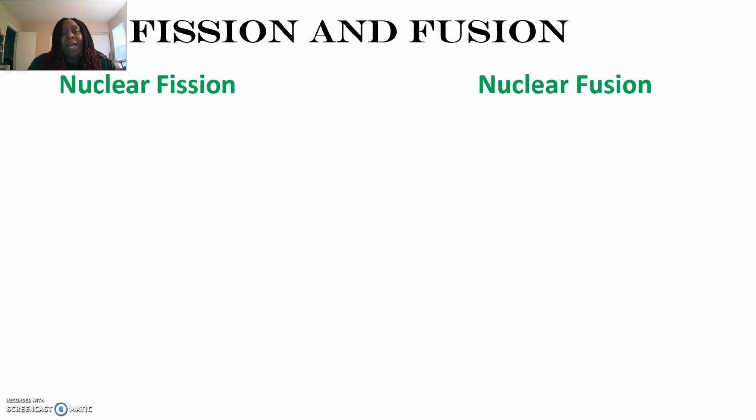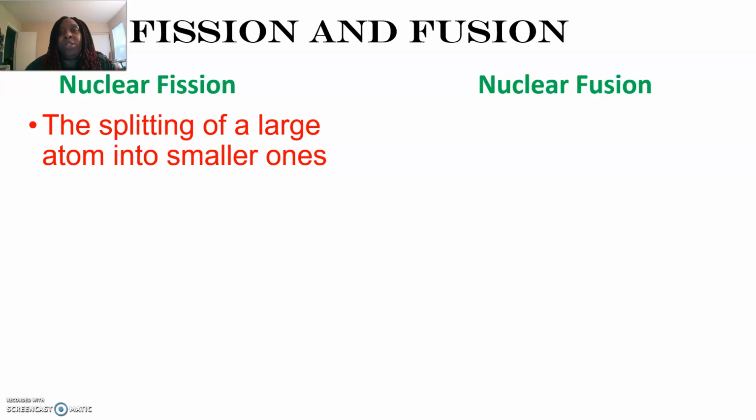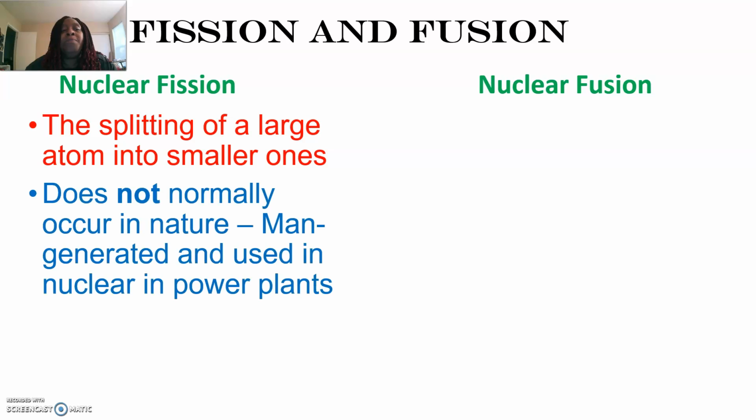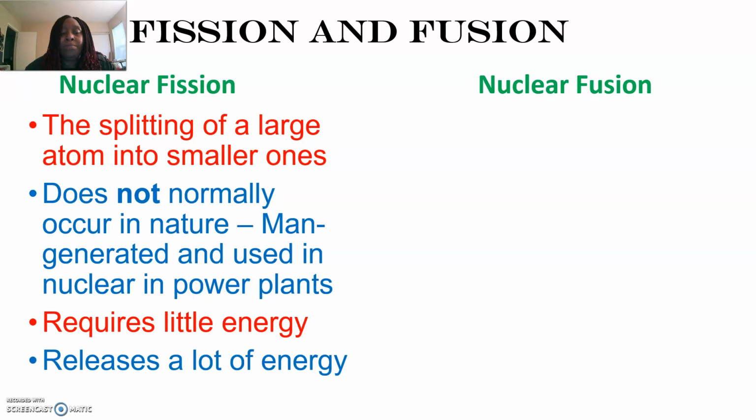Okay, so the last bit of information, I just want to generally talk about the difference between fission and fusion. So for nuclear fission, the definition is going to be the splitting of a large atom into smaller ones. It does not normally occur in nature. Basically, they are man-generated and they're used in nuclear power plants. And it requires very little energy, and it releases a lot of energy. Okay, so it's very favorable.